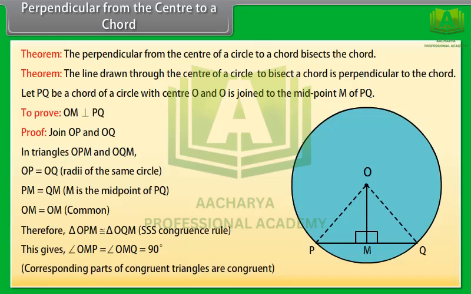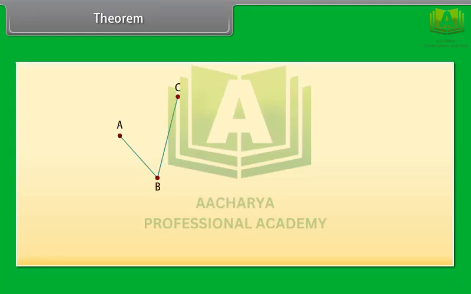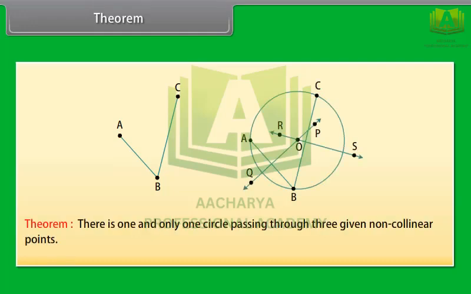Theorem. If we have three non-collinear points, then there is one and only one circle passing through the three given non-collinear points.